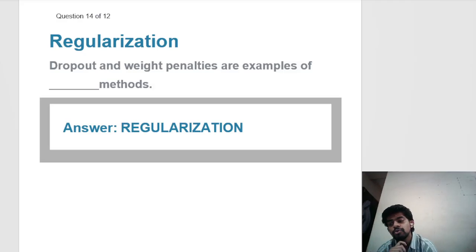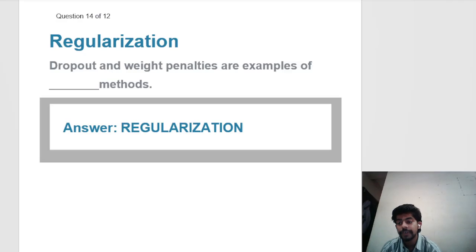Regularization techniques are used to prevent overfitting by constraining the model's complexity. Let's see some common regularization methods. L1 regularization, which is also known as lasso, adds penalty for feature weights. L2 regularization, ridge, adds penalty for squared feature weights. Dropout randomly removes neurons during training. And last one is early stopping. Stop training when validation performance plateaus.